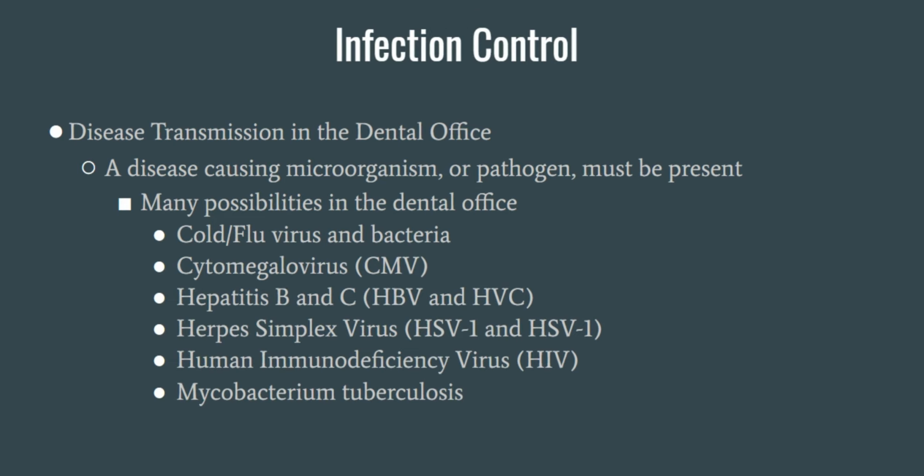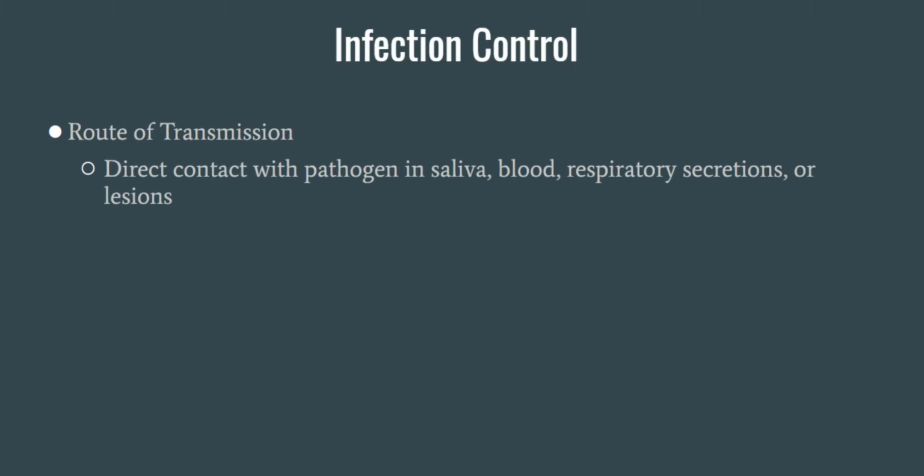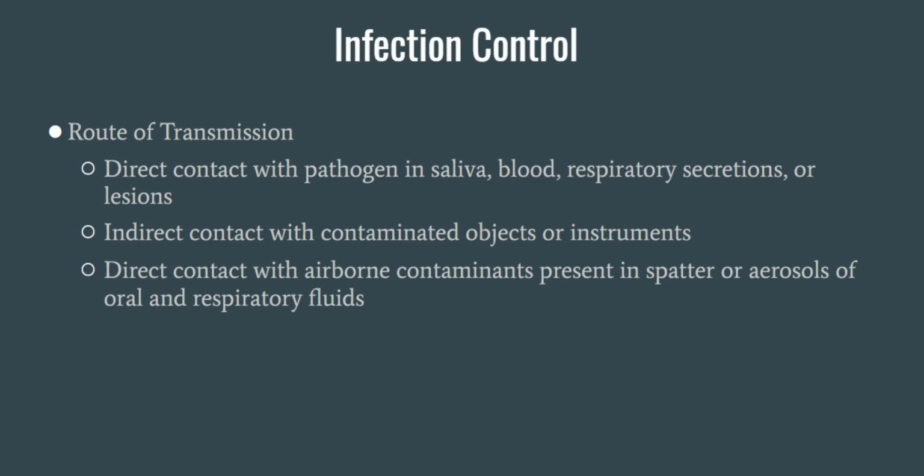So not only do we have to have a disease-causing microorganism, but there also has to be a route of transmission, and that can be direct contact with the pathogen in saliva, blood, respiratory secretions, or different lesions, or it can be indirect contact with contaminated objects or instruments, say saliva that you find on the table after you've taken a film and placed it in the patient's mouth. You can have direct contact with airborne contaminants that are present in the spatter or aerosols of oral and respiratory fluids. So anything flying in the air, basically.